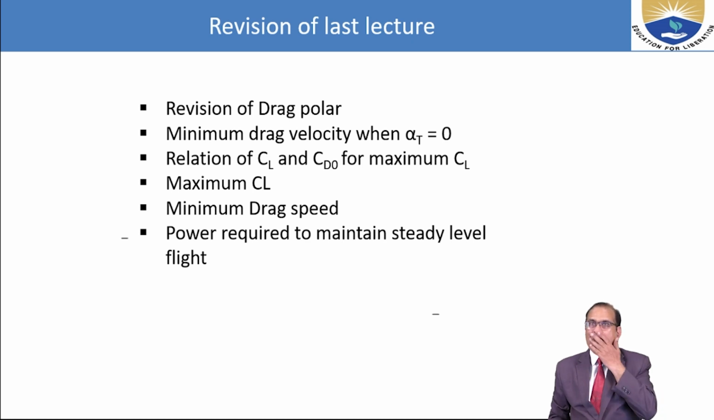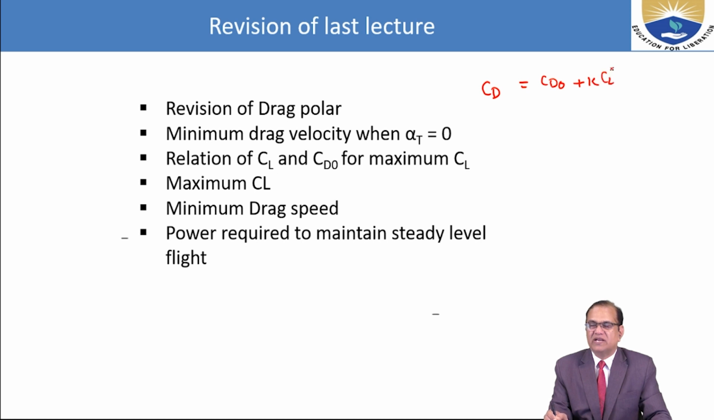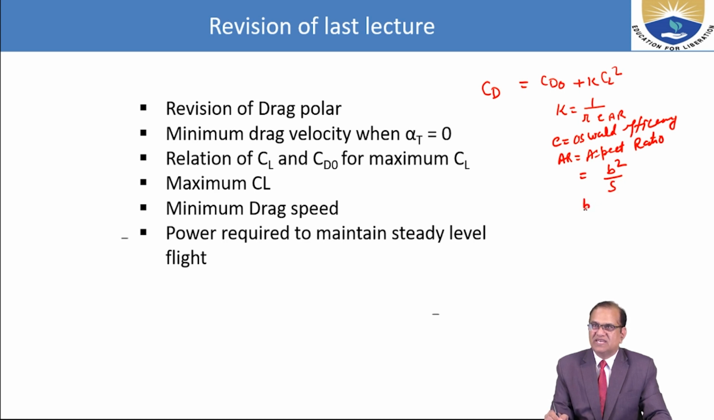So this is the revision of drag polar, which we have already done. This is the CD, CD is equal to CD naught plus K CL square, where K is equal to 1 by pi E aspect ratio, E is Oswald efficiency, AR is aspect ratio, this is defined as B square by area S, where B is the span of the wing and S is the area of the wing.